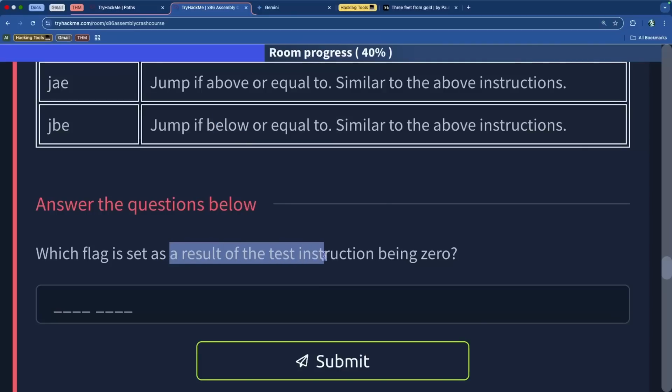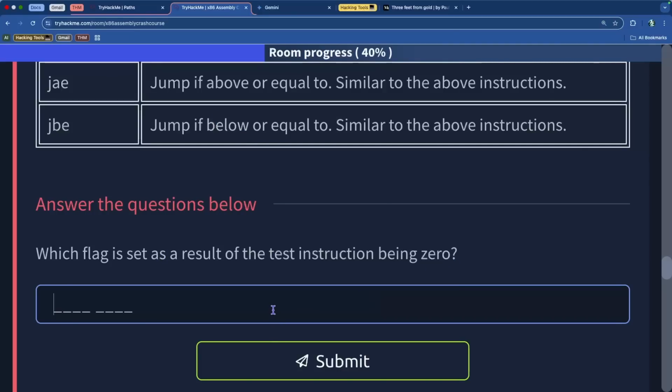So which flag is set as a result of the test instruction being 0? And that would, of course, be the zero flag.